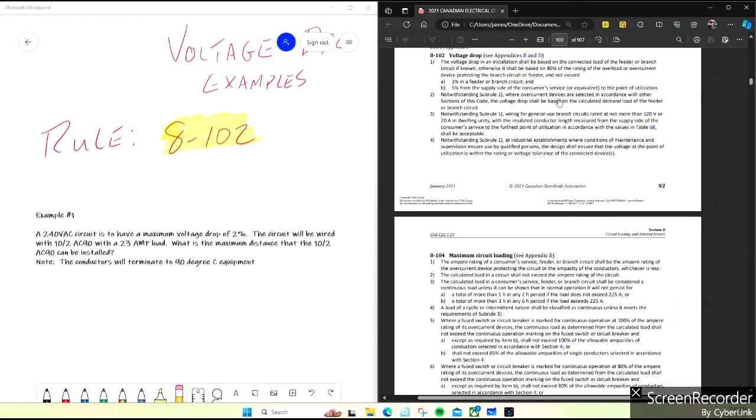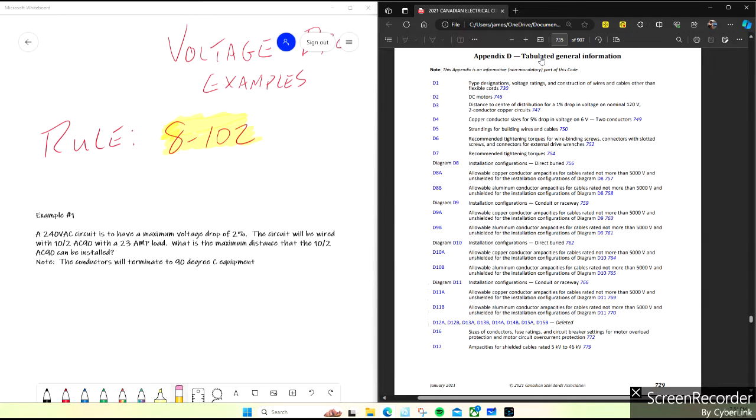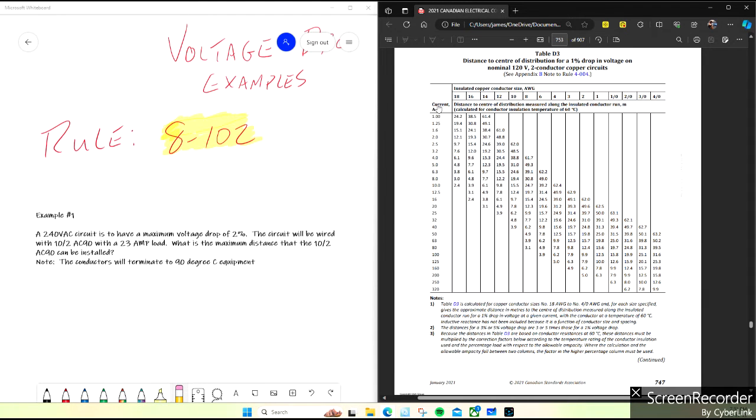Okay, let's do some examples. Oh, first, sorry, Appendix D3. We're going to reference this a few times in our 4 examples, at least 3 of the 4. Very simple to use. Table D3 is basically distance to center of distribution for a 1% drop in voltage on a 120 volt 2 conductor copper circuit. And what we've got on the left here are various currents, or loads, that may be imposed on the conductor.